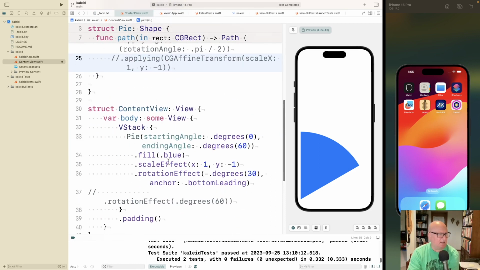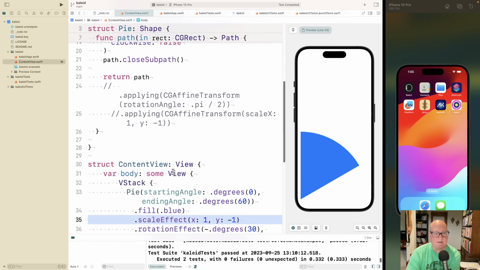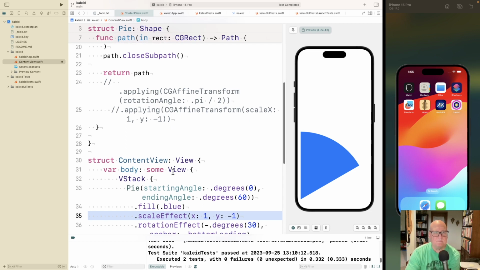Man, I thought scale effect y minus 1 is really the same as multiplying by that. I don't know if you say affine or affine, transform. Like rotation, you have to do the sine and cosine, and translation, you just do the x and y. Rotation angle pi over 2.